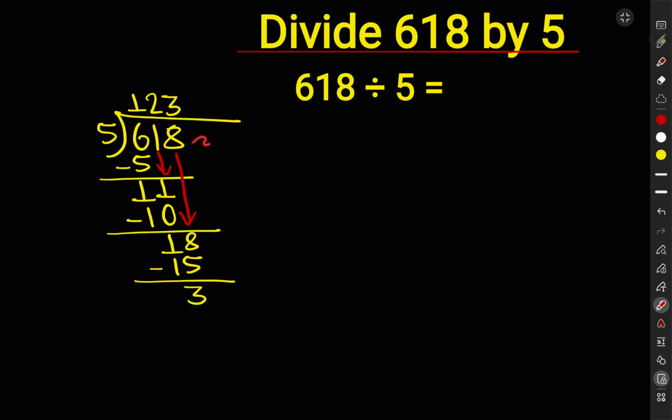So now we have no other number to put down. So we put a decimal here, so that we put zero. So it is 30 and 5 times 6 is 30. On subtracting we get zero. So 618 divided by 5 is 123.6.